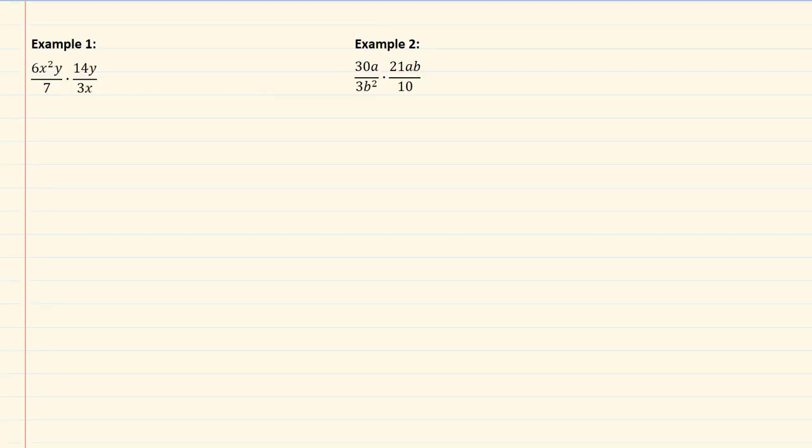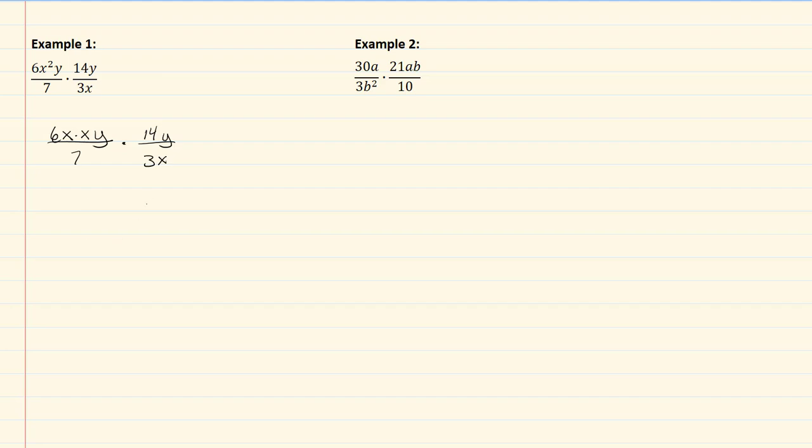In example 1, we have 6x squared y over 7 times 14y over 3x. So we may want to write our exponent part as 6x times xy all over 7 times 14y over 3x. This would be a good point to remind you that your common factors have to be in opposite places, meaning that one has to be on top, one has to be on the bottom.